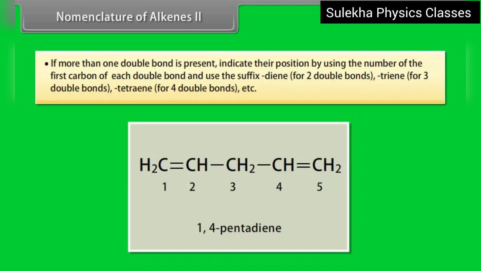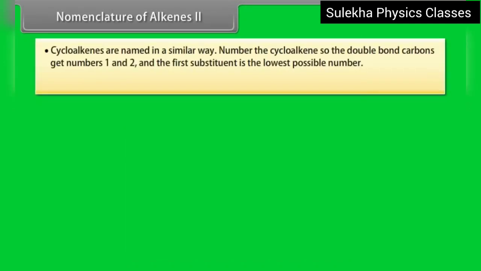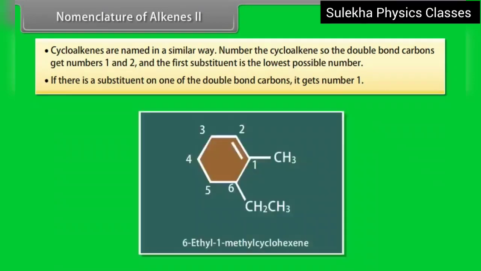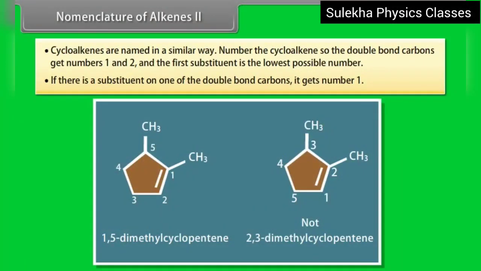For example, 1,4-pentadiene. Step 9. Cycloalkenes are named in a similar way. Number the cycloalkene, so the double bond carbons get numbers 1 and 2, and the first substituent gets the lowest possible number. If there is a substituent on one of the double bond carbons, it gets number 1. 6-ethyl 1-methyl cyclohexene. Look at this compound. It is named as 1,5-dimethyl cyclopentene and not 2,3-dimethyl cyclopentene.